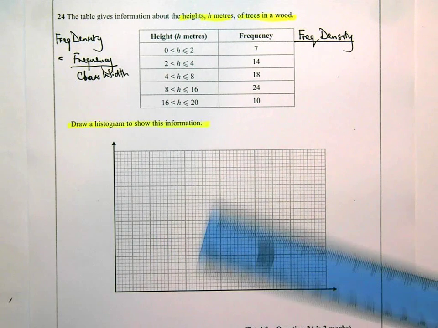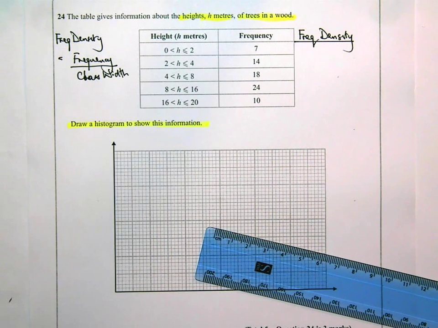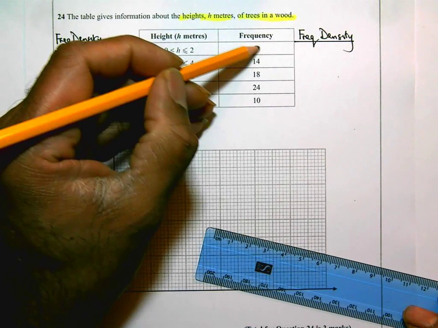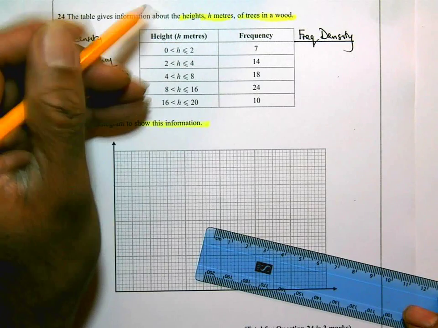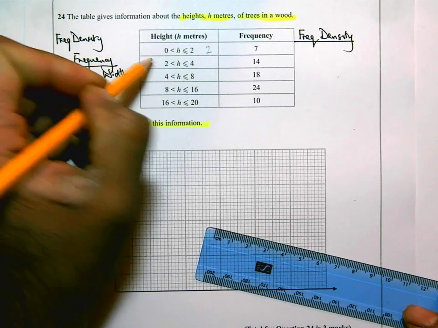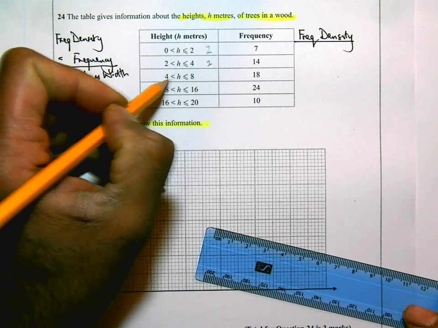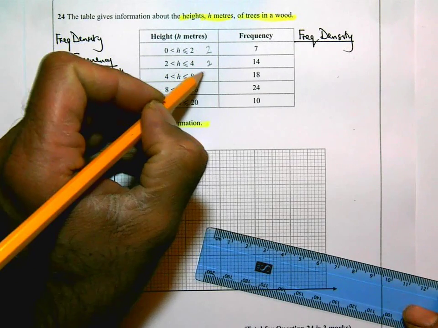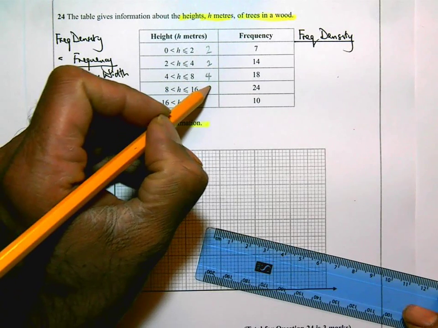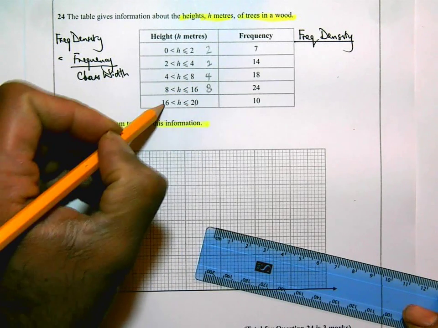Okay, so in this particular question, I need to identify what the class width is of each of these classes, and then I'm going to divide the frequency by the class width. Now, the class width is how big each of these groups are. So that's 2. This group here is 2. This group here, 8 take away 4, is 4. This group here, 16 take away 8, is 8. And 20 take away 16 is 4.